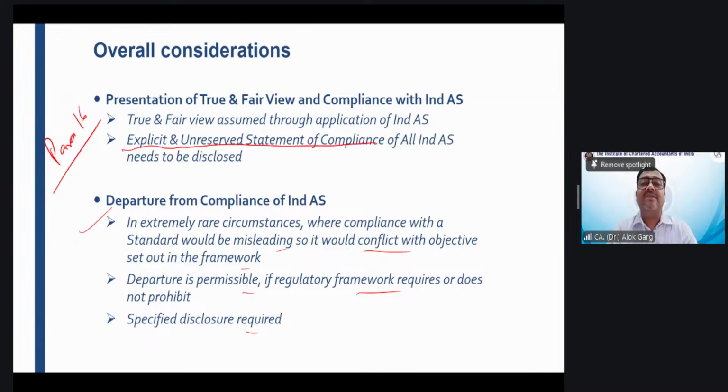The only thing is some specified disclosures are required. For example, you have to write that we have departed from one of the provisions of Ind AS 24 because one of the relatives of the KMP has taken a loan, and due to confidentiality, since the loan is on an arm's length basis, no undue advantage has been given, and hence due to the confidentiality framework, we are not giving the disclosure in this aspect as per Ind AS 24. Is that clear? Yes? Very good.